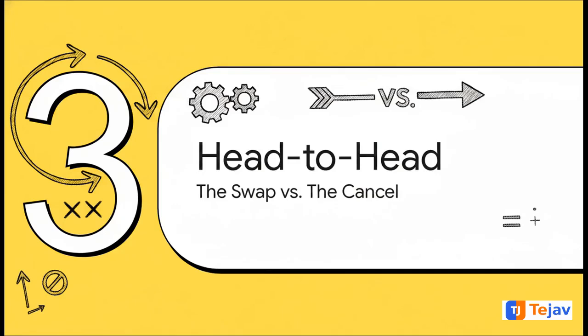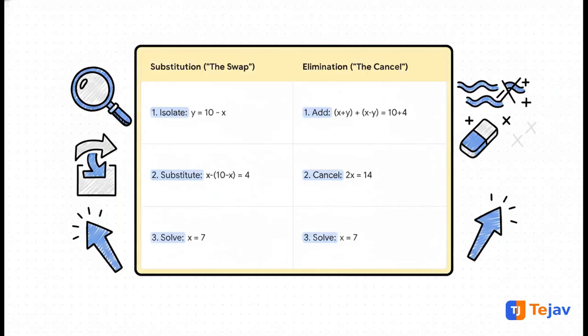Okay, so now that we've seen them both in action, let's do a little head-to-head comparison. The swap versus the cancel. When do you use which one? Let's figure that out. If you look at the substitution method, it was kind of a three-step process, right? We had to isolate, then substitute, then solve. But look over at elimination for this problem. We just added. The y vanished, and we solved for x almost instantly. It's pretty clear that for this specific puzzle, elimination was the winner.